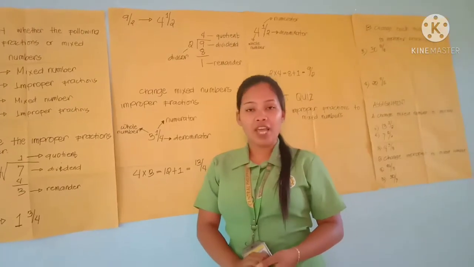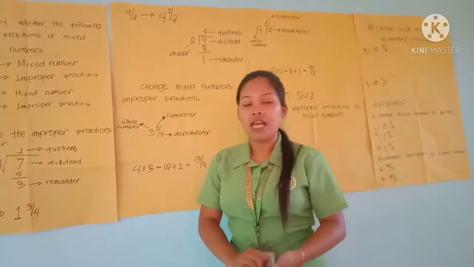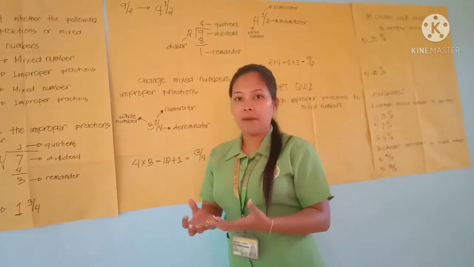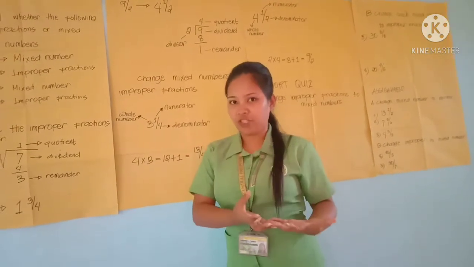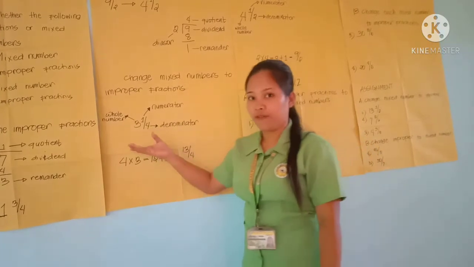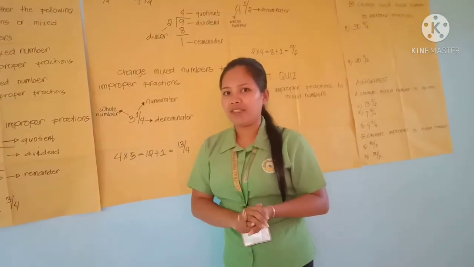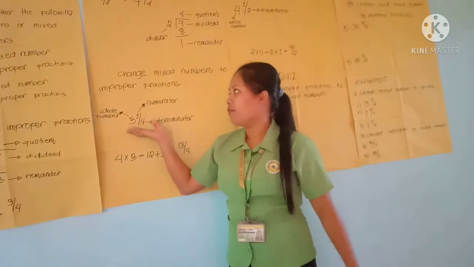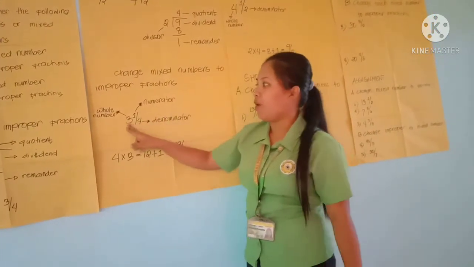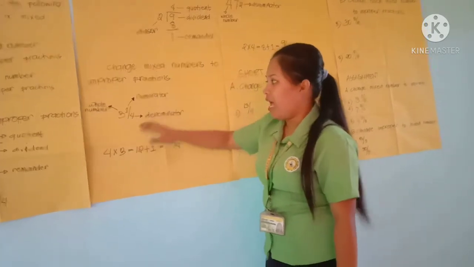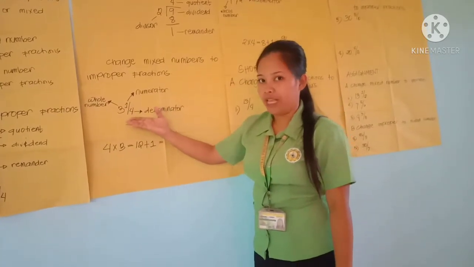We are done changing improper fractions to mixed numbers. Let's go now to changing mixed numbers into improper fractions. So let's use again the 3 and 1/4. For you to easily understand, let's label the parts of a mixed number. So this is our whole number, this is our numerator, and this is our denominator.